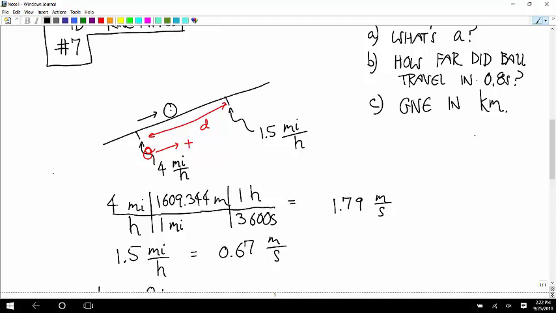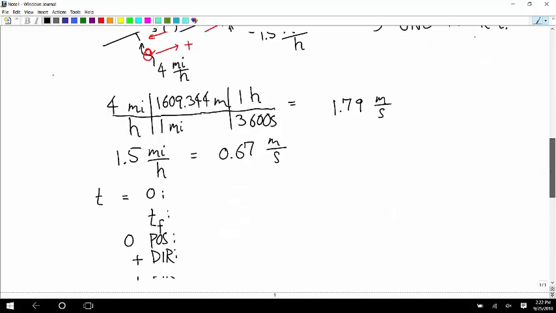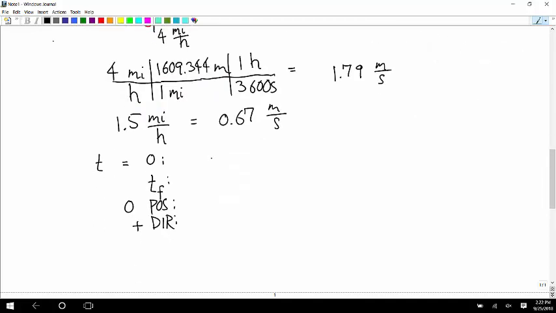And now, what do you want to choose as your time equals 0 instant? Time equals 0 is going to be the instant when the speed is 4 miles per hour. And what do you want to choose as your time final? Yep.